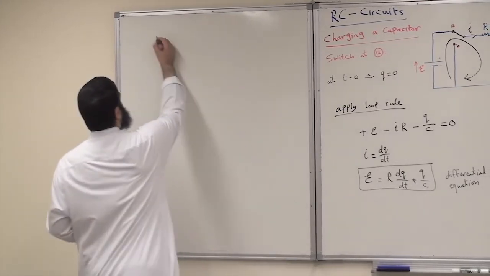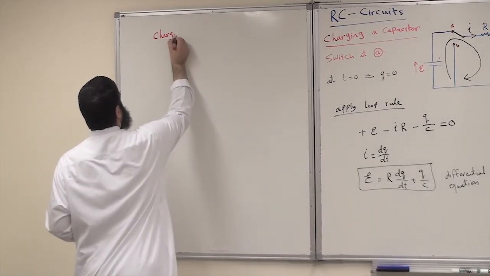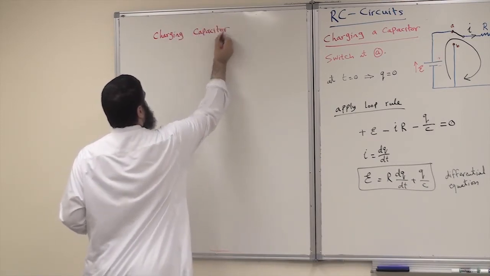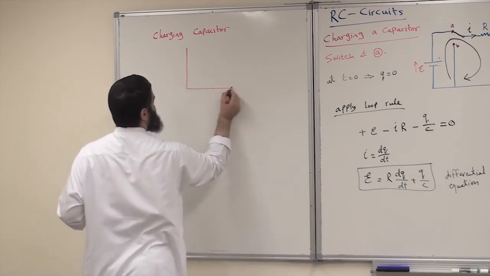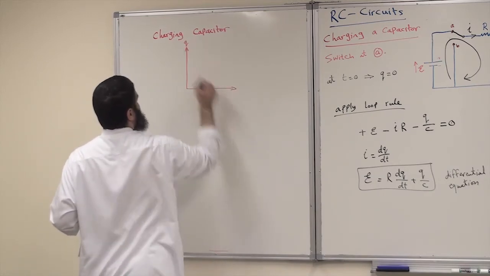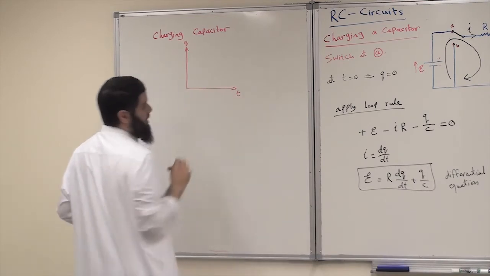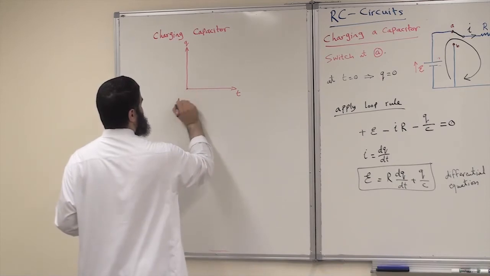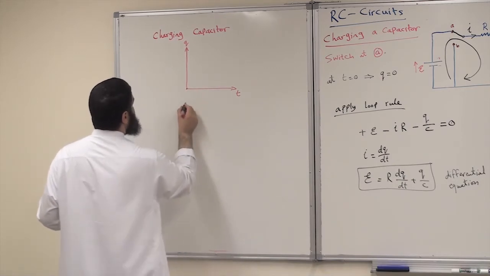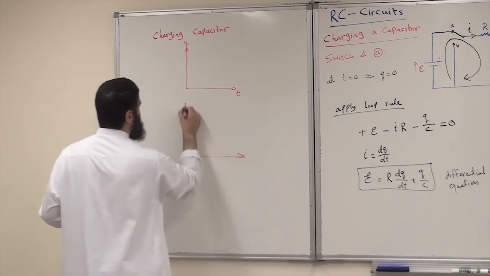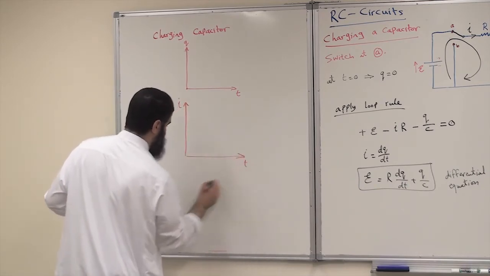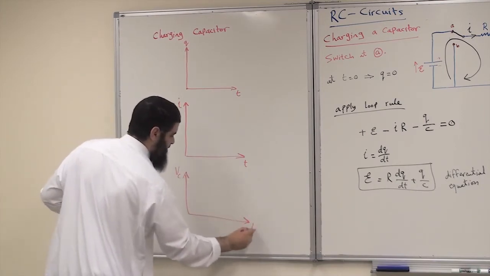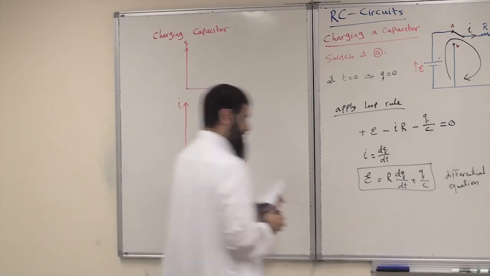So for charging the capacitor, we can draw the following. If this is Q versus t, notice that we start with 0, so this is our 0. We can also draw the current versus time, and we can draw the electric potential across the capacitor with time. Let me use a different color here.